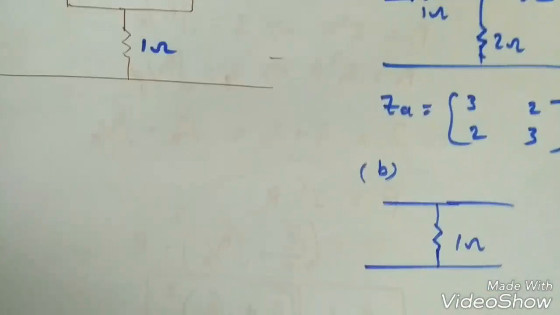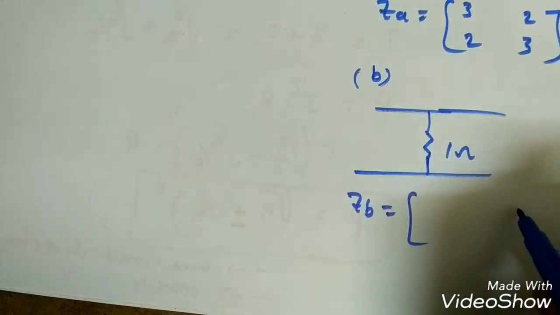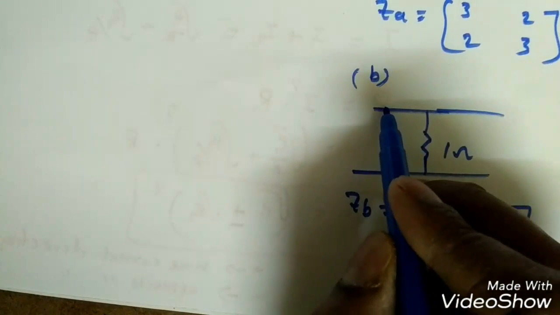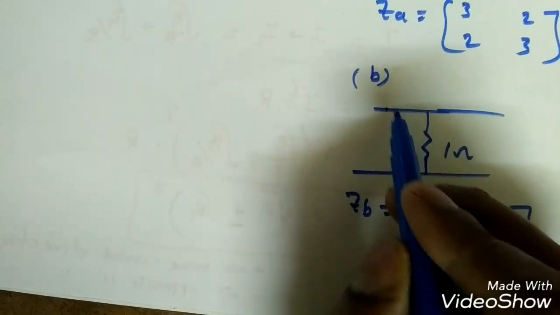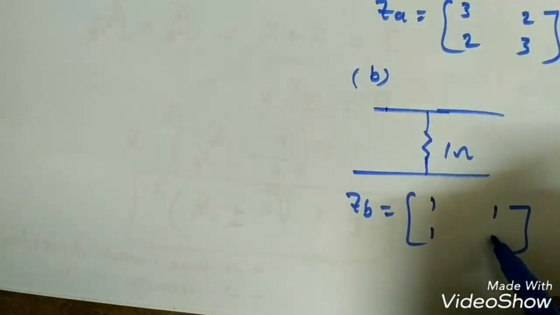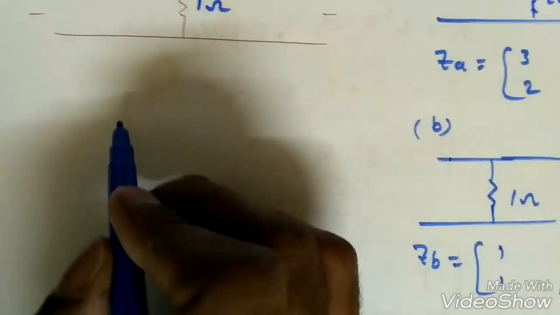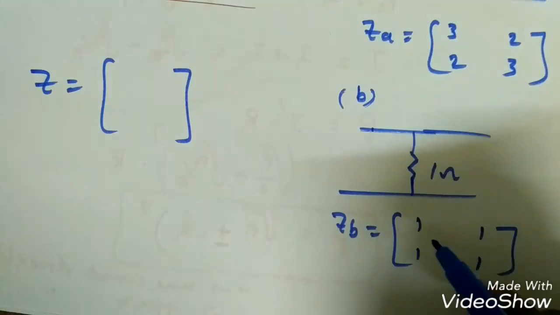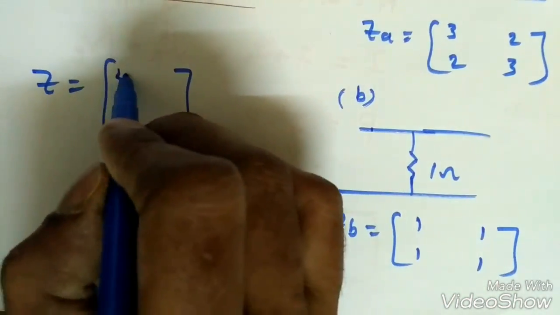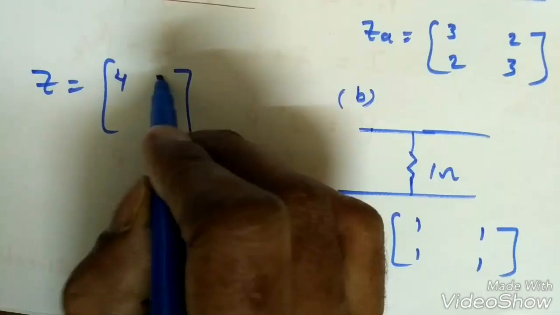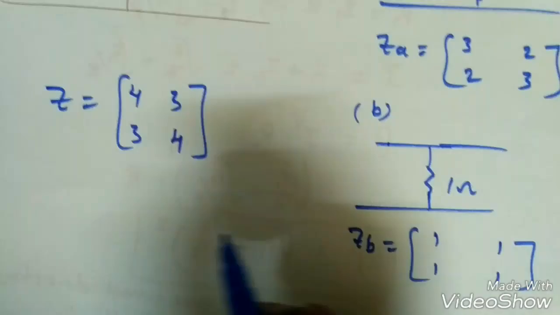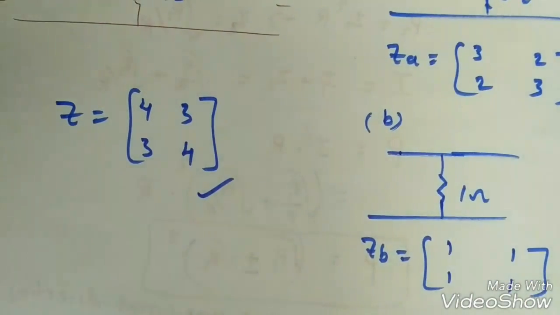Next, network B is simply this 1 ohm. To find ZB, this one is between the input side and output side and is common, so we get 1 for all entries. For Z11, there should be some resistance but it is 0, so 0 plus 1 is 1. Similarly 0 plus 1 is 1. So this is ZB. The overall parameter is Z equal to ZA plus ZB. Z11A plus Z11B is 3 plus 1, 4. These two are 2 plus 1, 3. Similarly 2 plus 1, 3. Then 3 plus 1, 4. This is how to find the overall Z parameters.